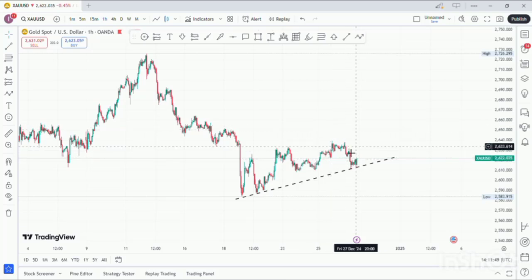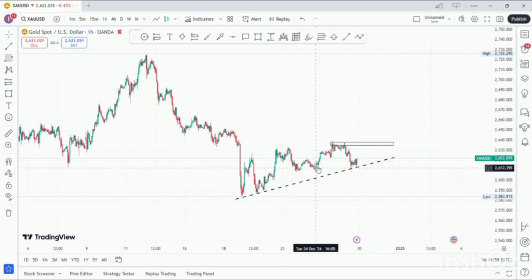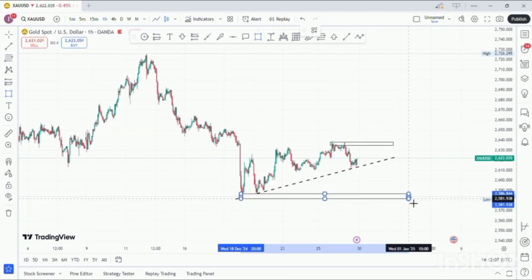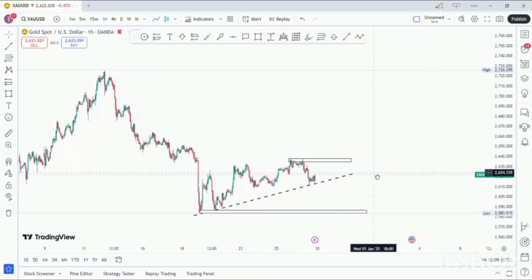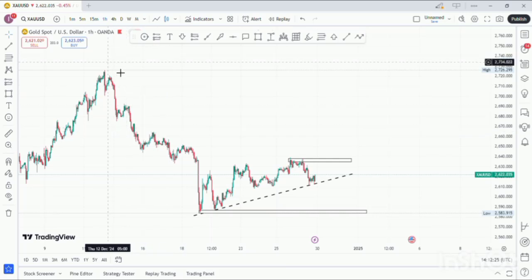So right here, guys, we are going to be marking out a resistance level right here. This is a resistance level, and we are going to also be marking out a support level. This is a support level right here on the chart for XAUUSD. Since it has been respecting this trend line, we expect XAUUSD to continue upward to break above this resistance level, give us a confirmation that we can buy price to this level, guys.